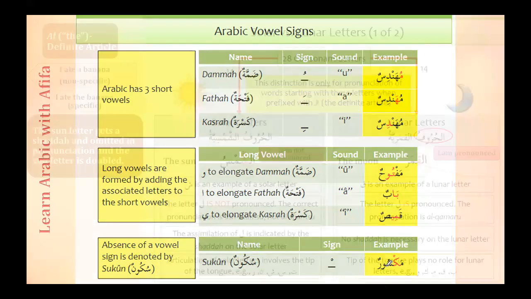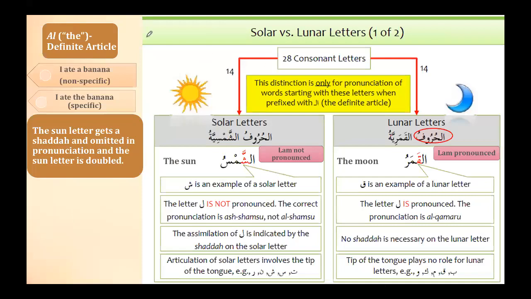Let's talk about al, which is equivalent to the in English, called the definite article. So if I say, I ate a banana, I'm not being specific. It is any banana. But if I say, I ate the banana you gave me, I'm being specific. So in Arabic, the is equivalent to al, and it is attached to the words. So look here, al-kamaru, the moon.